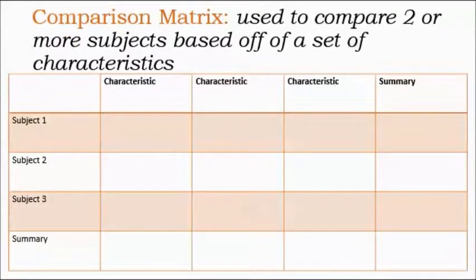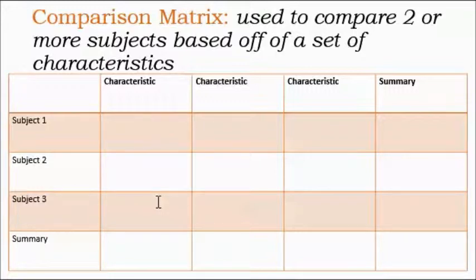The specific graphic organizer that I'm going to teach today is the comparison matrix. And what a comparison matrix does is it's used to compare two or more subjects based off a set of characteristics. So as you see here, you have the subjects in the first column that you might be comparing and the characteristics that you want to look at for each subject across the top.